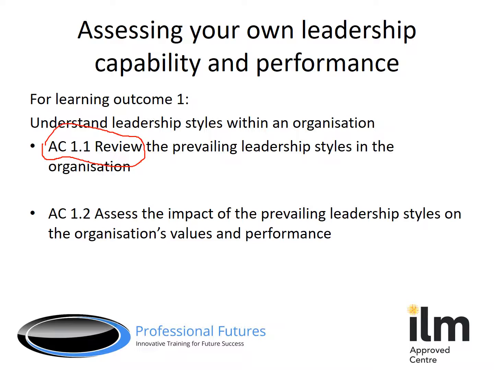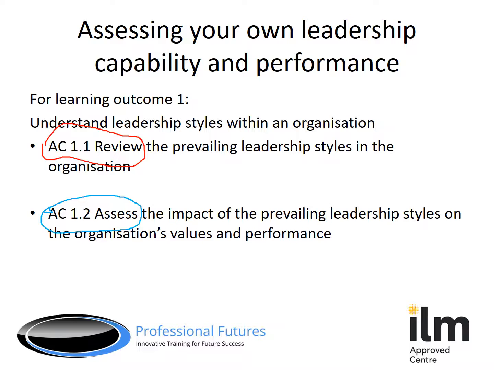Okay, so in order to meet learning outcome number 1, which is understand leadership styles within an organisation, assessment criteria 1.1 requires that you review the leadership styles within the organisation. But also within that you will need to assess the impact of the prevailing leadership styles on the organisation's values and performance. So again, I'm highlighting it for you here. So assessment criteria 1.2 requires you to assess the impact of the prevailing leadership styles on the organisation's values and performance.